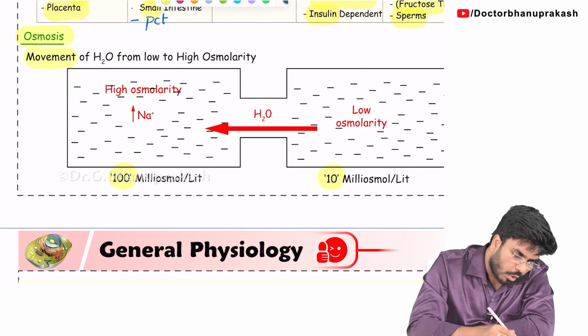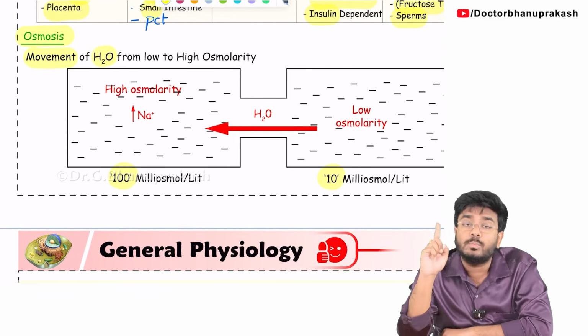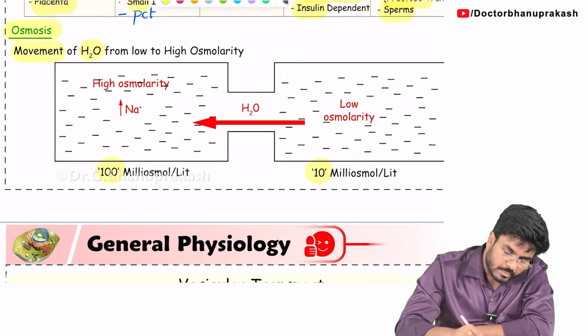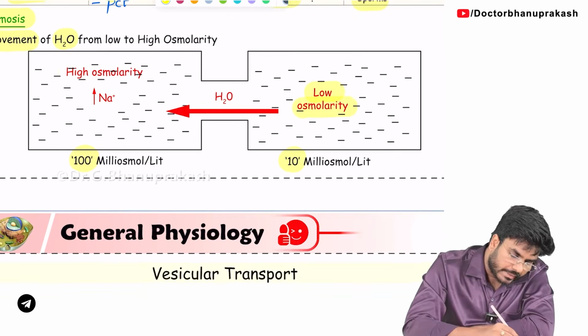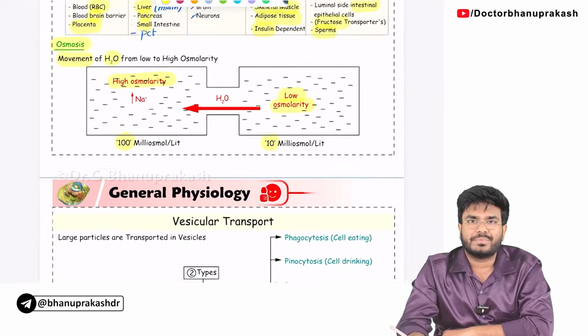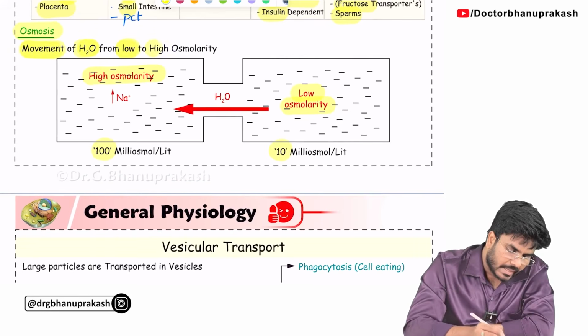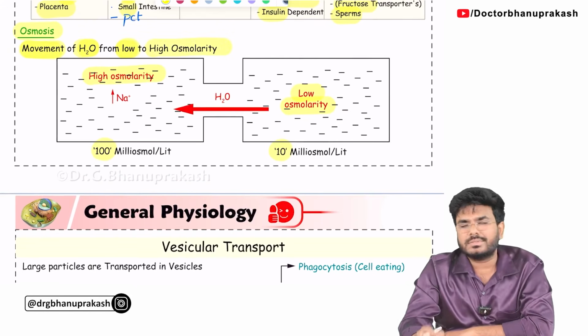So, always remember osmosis is for water movement. Gas movement is simple diffusion. Water movement is via osmosis. Osmosis is always from low osmolarity towards high osmolarity. So, write: movement of water from low towards high osmolarity. This is called osmosis.